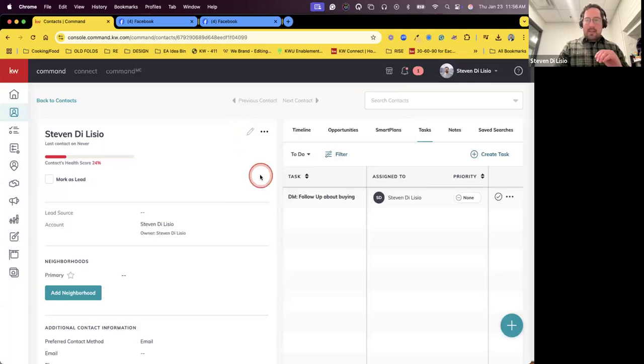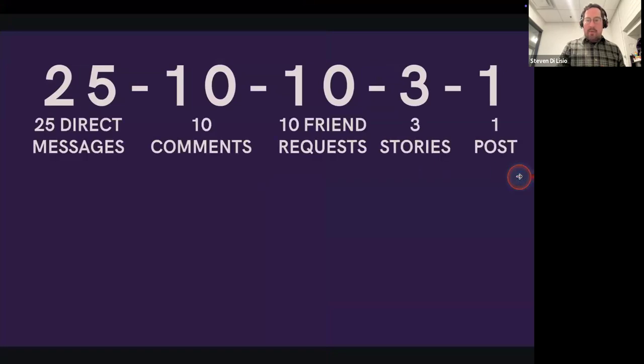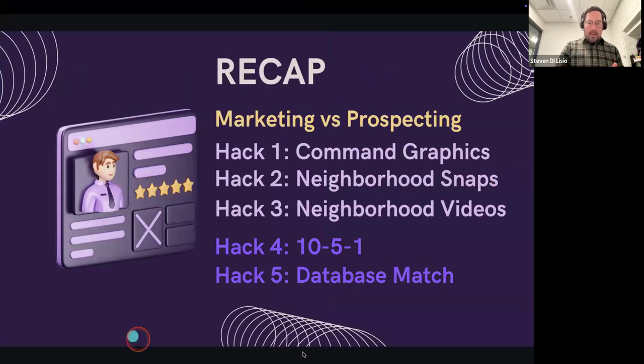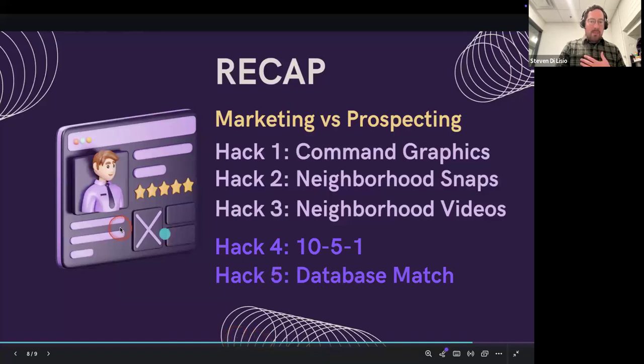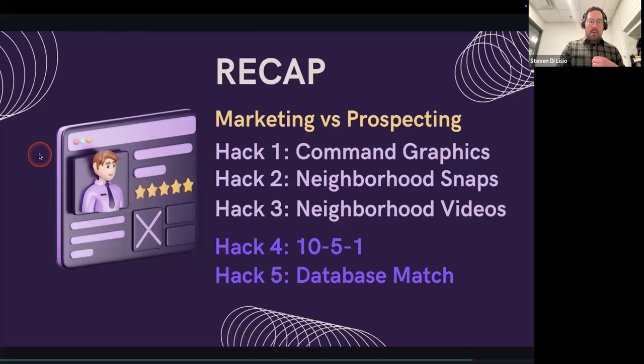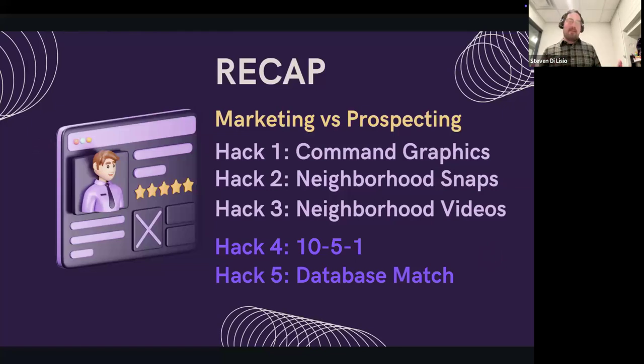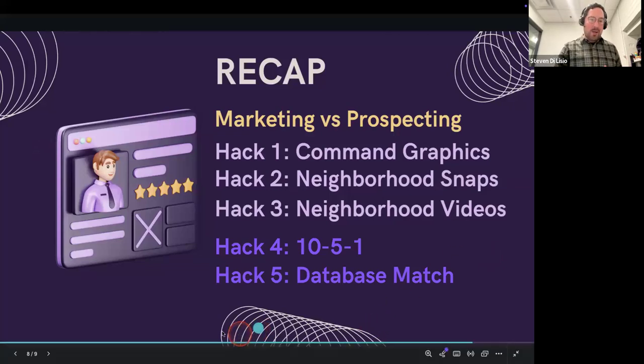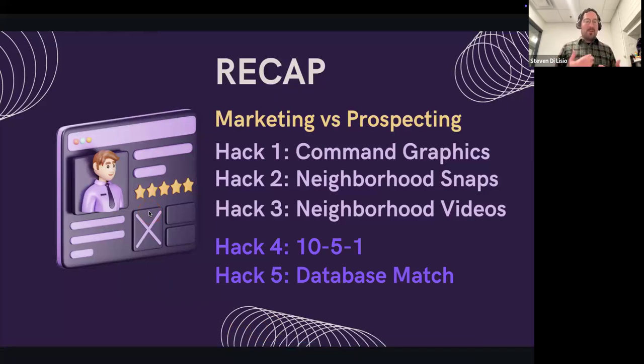All right, let's see if there are any questions about this piece here, but we are going to move through this. Any questions about adding people to Command or the 25-10-10-3-1 process? The prospecting part is easy in explanation. The hard part is doing it, y'all. Making 25 direct messages happen every day, 5 days a week, sending 125 messages a week, it's not easy. But I will tell you, you'll get the hang of it as soon as you start doing it.